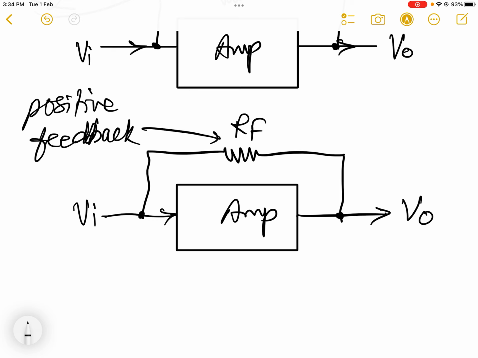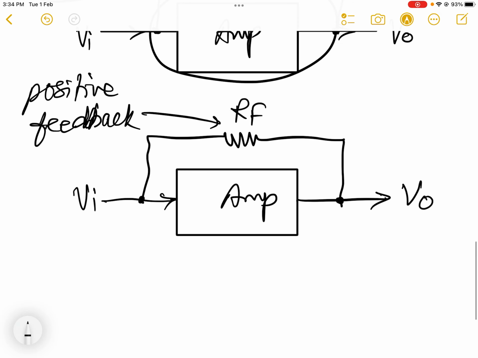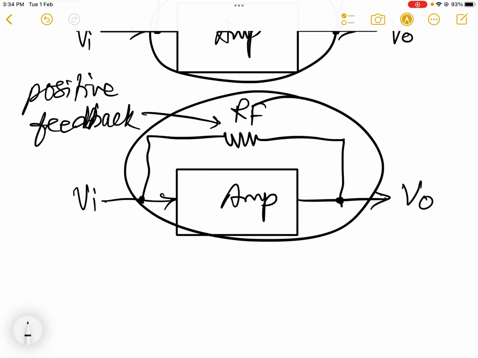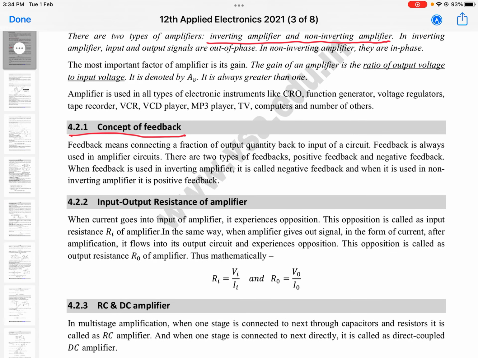Positive feedback is a type of feedback that we connect in non-inverting amplifier circuit. So there are two types of feedback. The feedback that we connect in inverting amplifier circuit is called negative feedback. The feedback that we connect in non-inverting amplifier circuit is called positive feedback. Now let us move to our notes again.